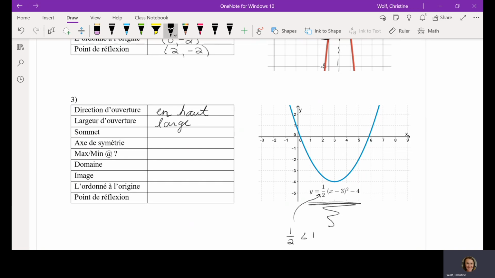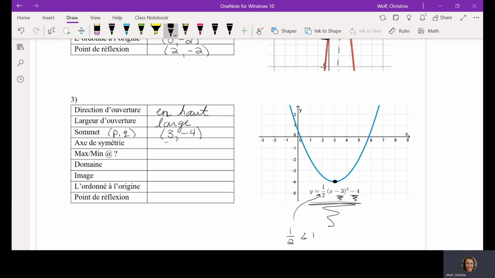OK, sommet. Le sommet, c'est toujours P, Q. So, I'm using the formula again, right? So, P, c'est ceci, négative 3, mais je change la symbole. Q, c'est ceci, je ne change pas le symbole. Négative 4. Let's confirm. Ça, c'est le sommet. Est-ce que ça, c'est le point 3, négative 4? Yes, it is. C'est beau.